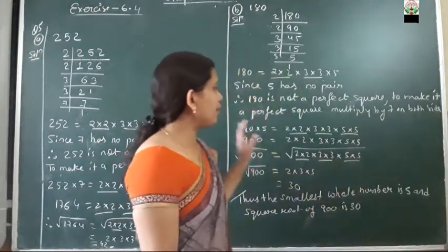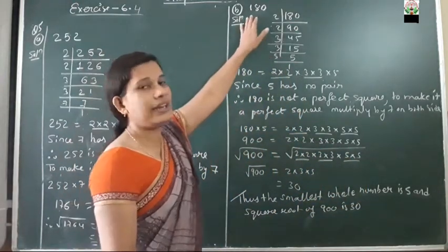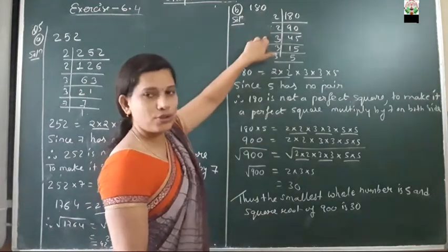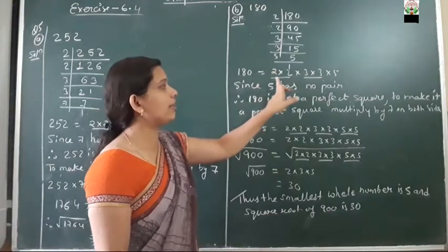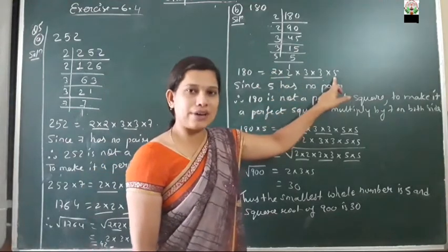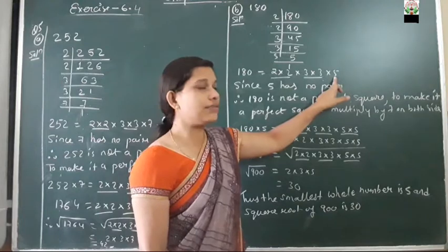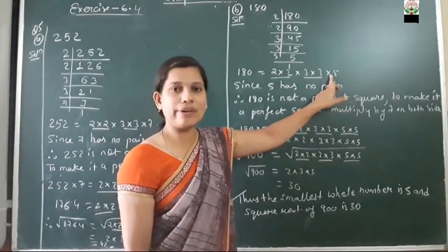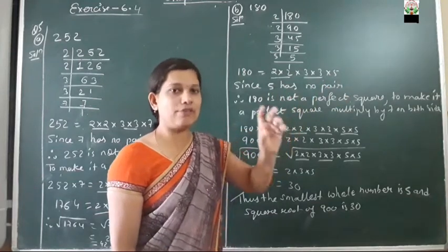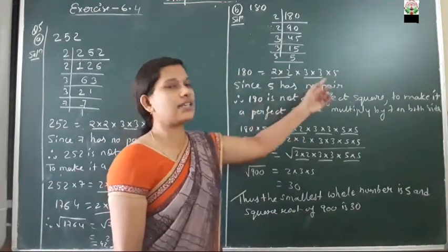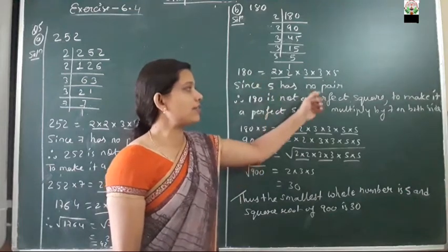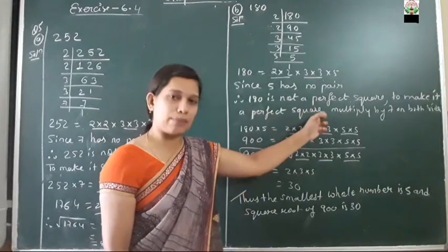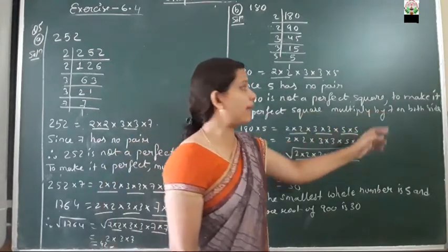Okay, in the same way we are going to see for this, as 180 is not a perfect square, so we are going to find the factors of 180. While finding the factors of 180 we can see that one of the numbers, that is 5, is an unpaired number. So as we know that 180 is not a perfect square, to make it a perfect square, the unpaired number which is 5 will be multiplied on LHS and RHS both sides. Since 5 does not have a pair, 180 is not a perfect square. So in order to make 180 a perfect square, we are going to multiply by 5.